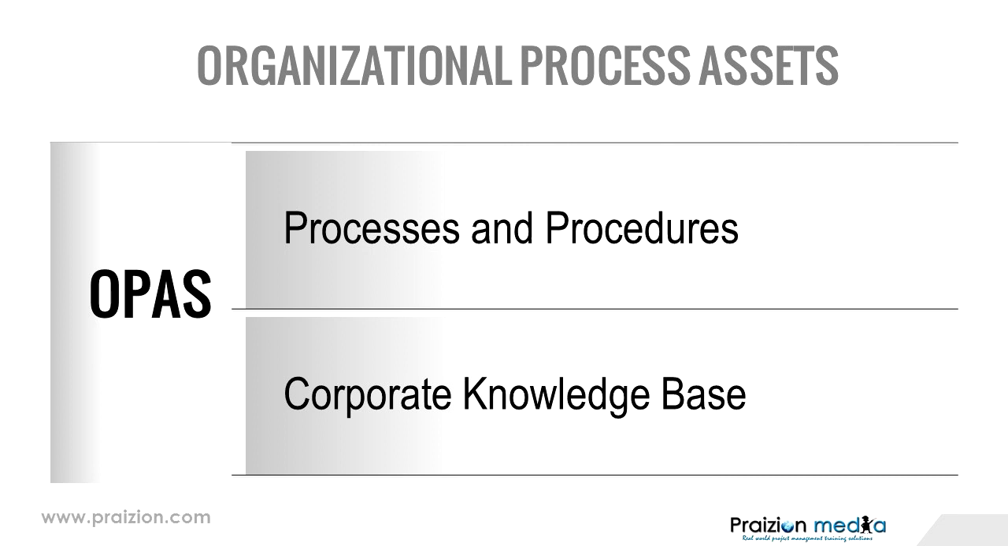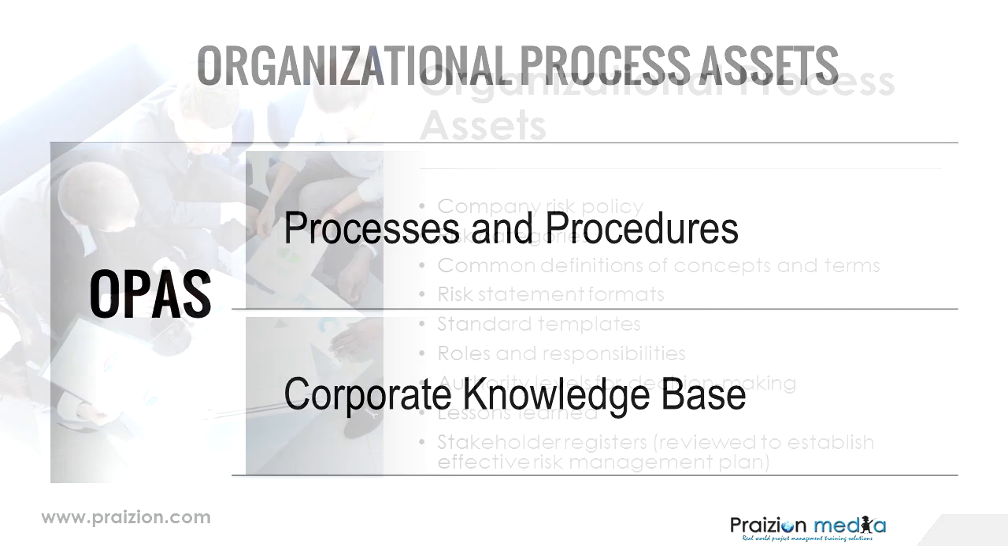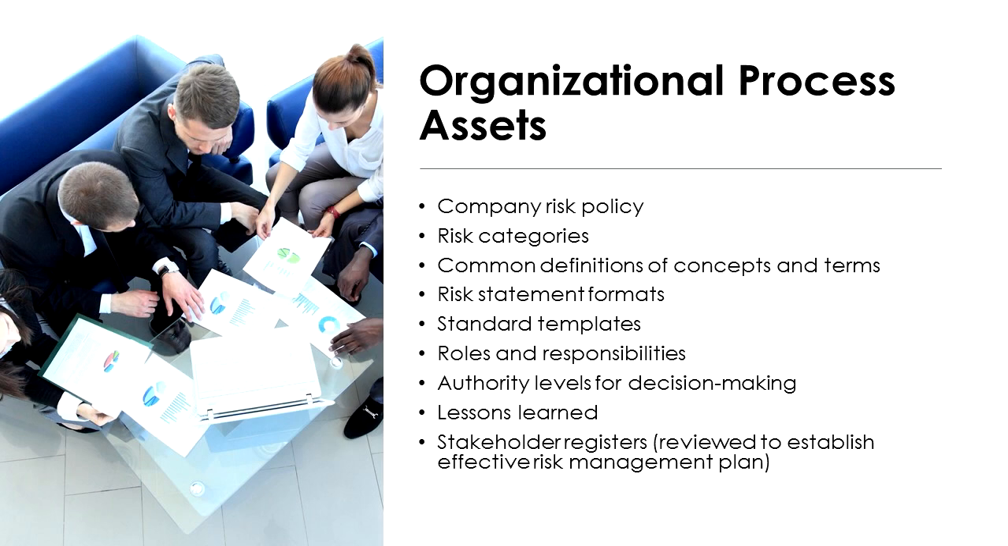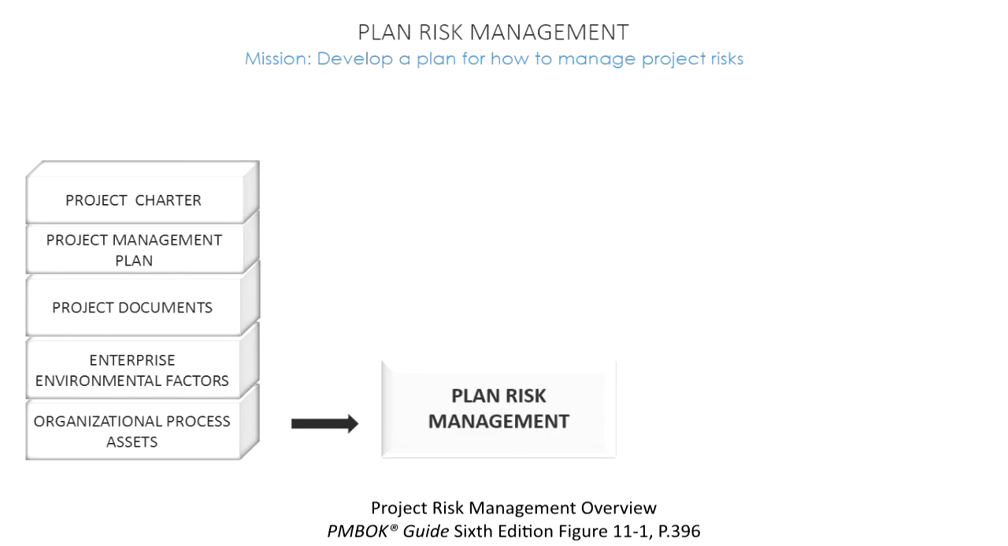The next input is organizational process assets. Those that are of concern here are things like the company's risk management policy, risk categories that exist within the firm, risk breakdown structure templates, definitions of risk in the firm, templates for managing risk, risk register templates, risk report templates, roles and responsibilities within the firm for risks, authority levels, and also lessons learned from previous projects that could help us as we are planning how to manage risks.